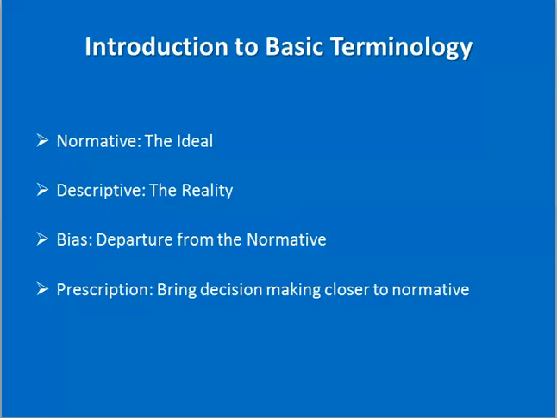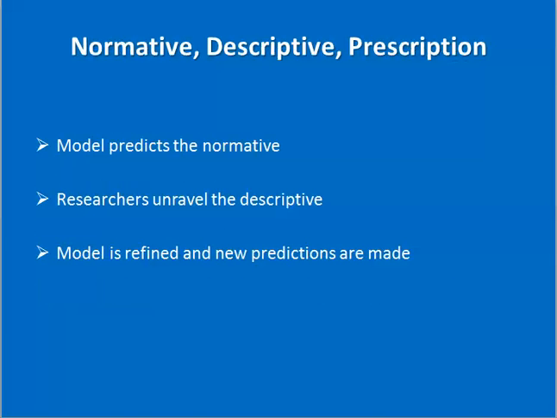In fact, this is a useful way of thinking about many problems. What should happen, what does happen, why the departure, and what one can do to reduce that departure. The normative is determined by models and theories. Researchers unravel the descriptive. The model is refined and new predictions are made. The process is iterative and recursive, with research and model acting symbiotically.